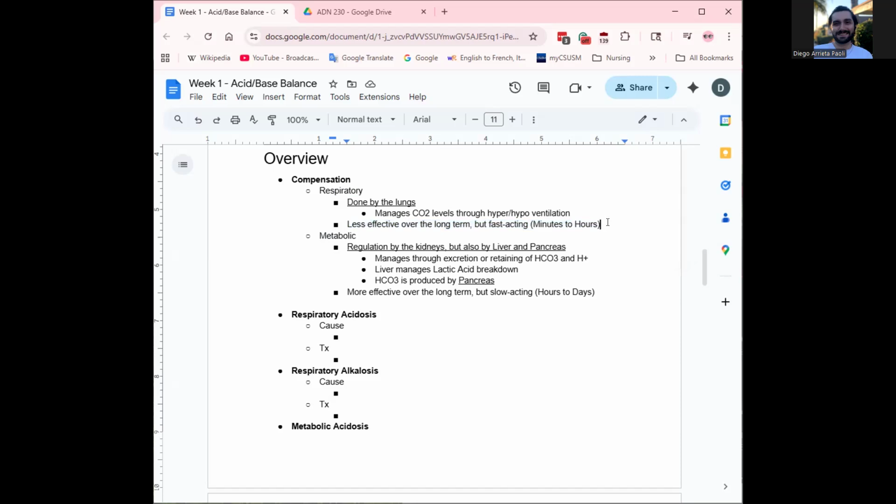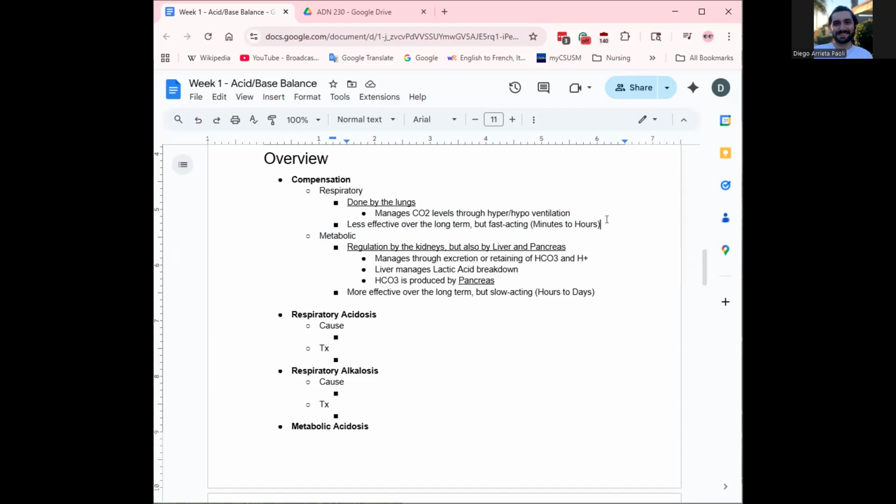Part of the reason why, when someone's having a panic attack, you have them slow down their breathing and breathe into a brown paper bag, is to try to stabilize their acid base with the respiratory system.